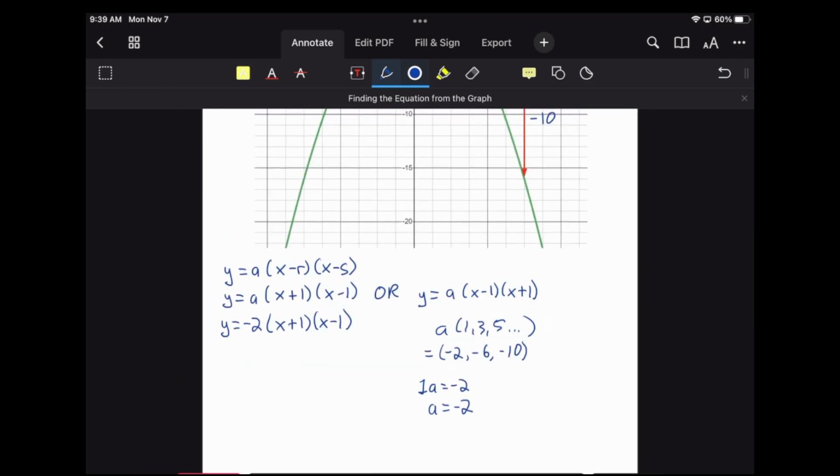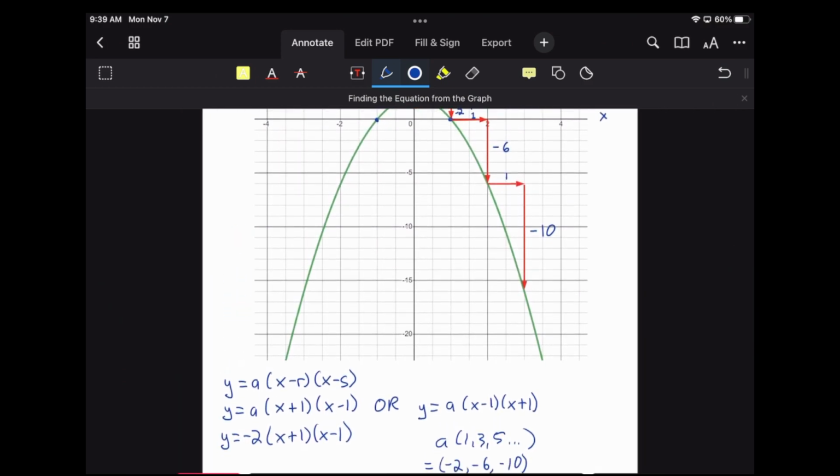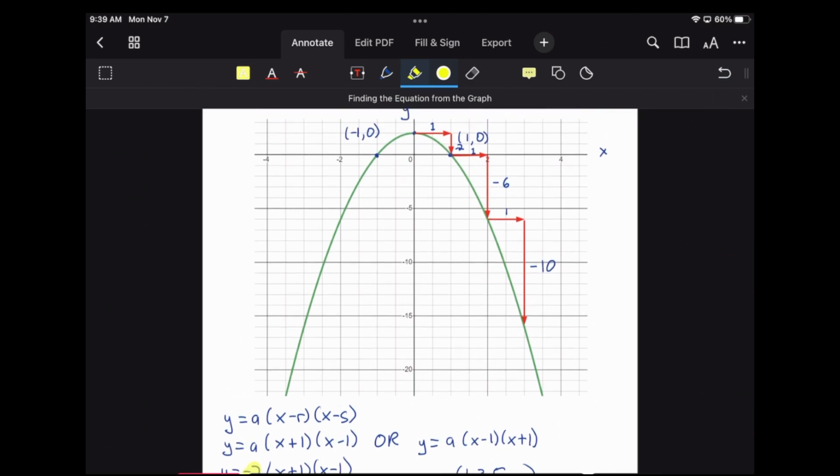The thing that's different about this example, the most important thing to notice, is that our a value was negative. That's how this is different from our previous questions. We have discussed previously as well that when a is negative, our parabola is concave down, so it has the frowny shape.